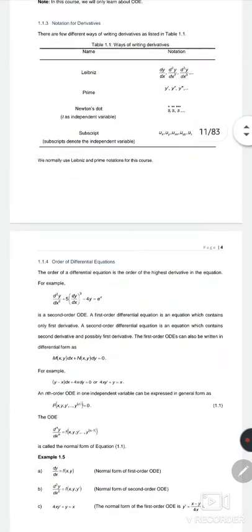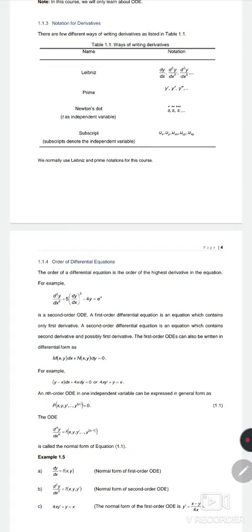Okay, next, notation for derivative. Okay, there are few different ways of writing derivative as listed in table 1.1. Okay, so biasanya kita familiar guna Leibniz notation and prime notation. Leibniz notation ni yang dy/dx, d²y/dx², d³y/dx³. So this one, sebenarnya yang kita duk tulis dy/dx semua tu adalah bentuk Leibniz notation. Okay, then another one we have prime notation. Prime notation, y prime, y double prime, y triple prime, and so on.